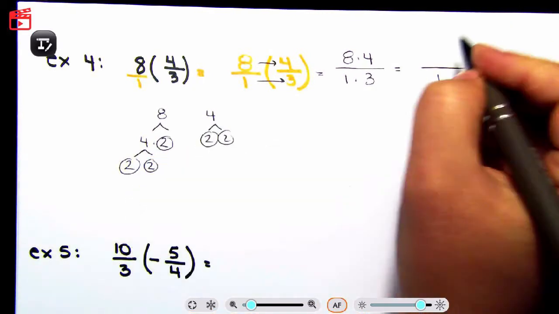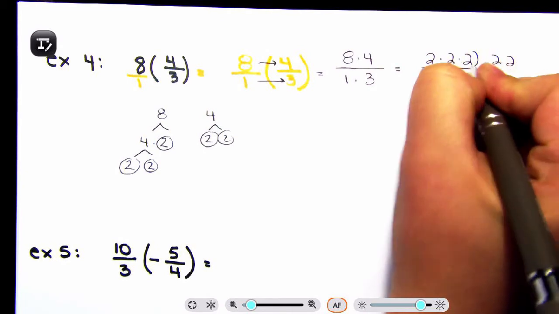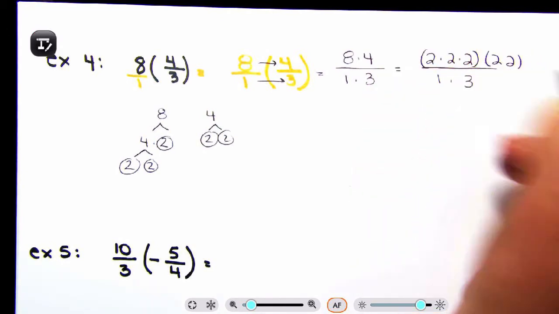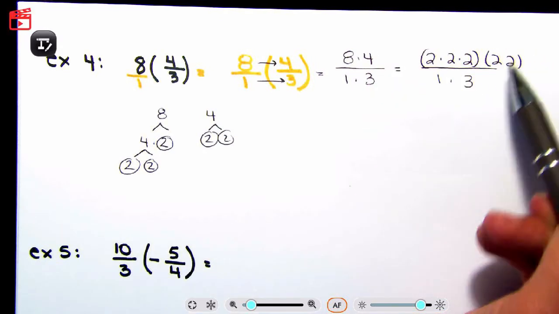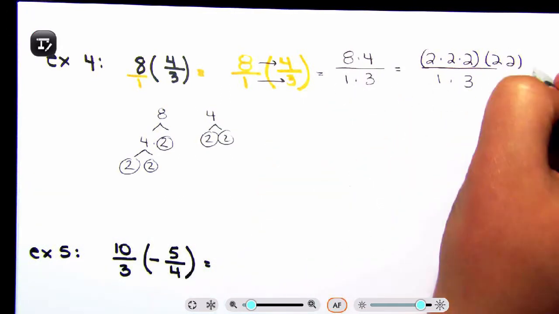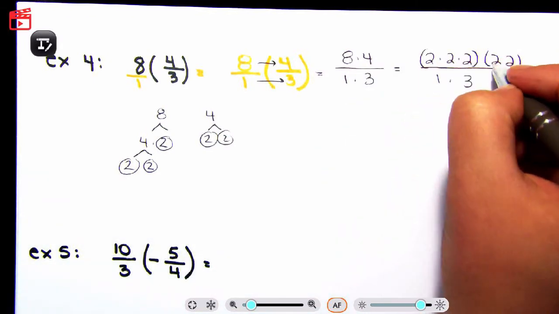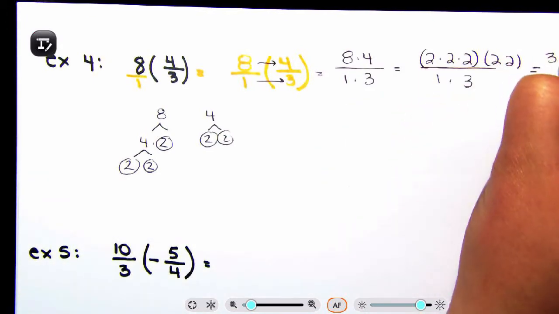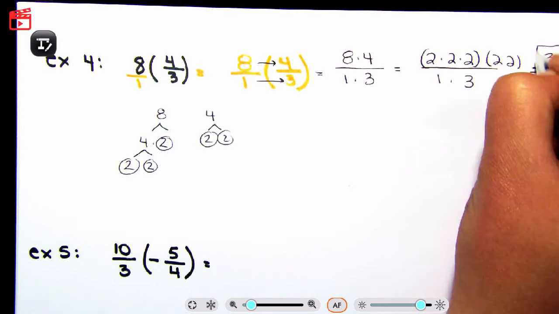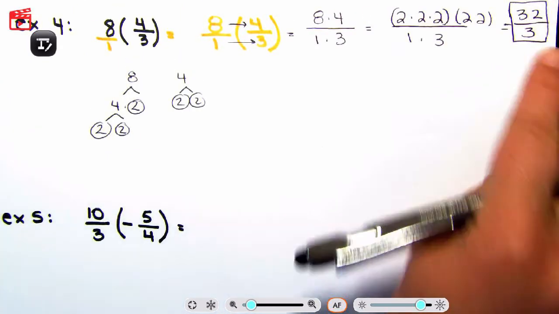So I don't think anything's going to cancel because I have 1, 2, 3, 4, 5. This is 8. This is 2. So because I only have 2's on top, I have 3 on the bottom, that means nothing can cancel, and my final answer is going to be whatever this is multiplying. 8 times 4, or 2 times 2 times 2 times 2 times 2 is 32, and I divide by 3. Okay, this right here is super important for me to note. I just wanted you to see this answer.